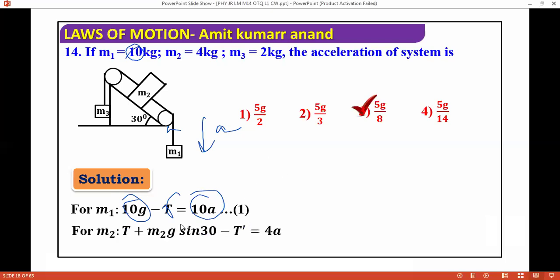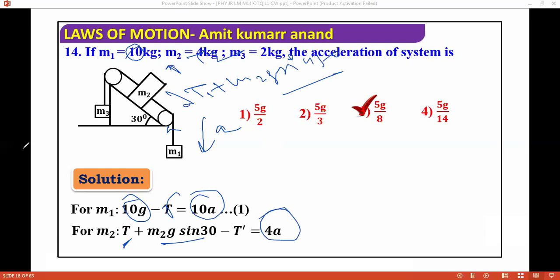And for the second, you can write T as T1, no issue. T1 on this side, plus M2g sin theta, this is a very important concept if you understand what I'm saying. And on the opposite side, T2, equals mass into acceleration. Like this you can form the equations.